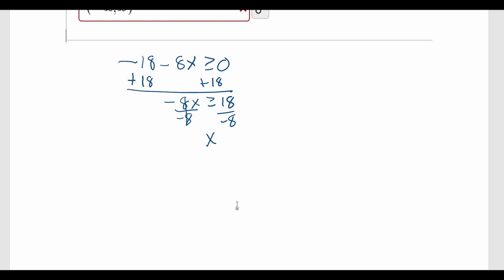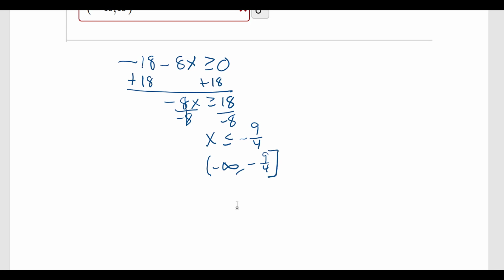And we have x is, when we divide it by that negative, it switches the inequality sign, less than or equal to negative 9 over 4, which is negative 2.25 if you want that. So what we're seeing here, this is the biggest it can be. So we'll have the interval negative infinity up to negative 9/4, like that, with a bracket on the negative 9/4.